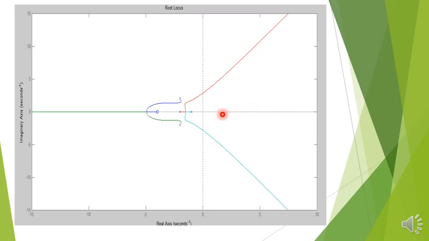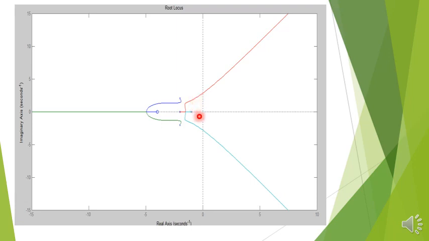So how to consider how many branches, where it starts, where it terminates, whether it is intersecting the imaginary axis, and where the breaking of two branches takes place, and so on. Many more questions arise while drawing them manually. So we need to follow some rules to construct a root locus. What are those rules?